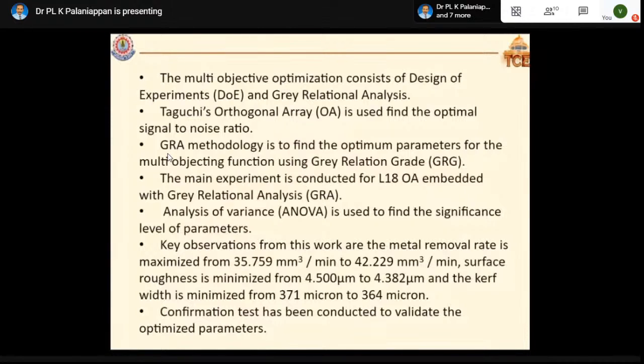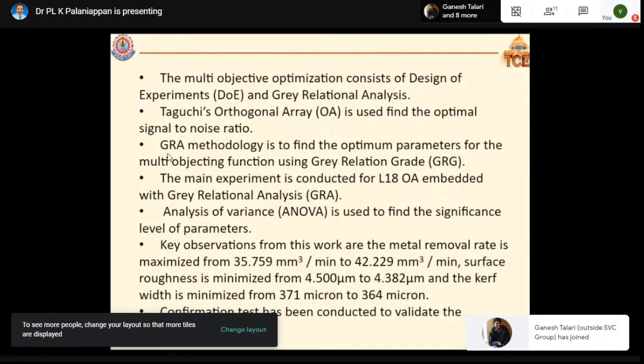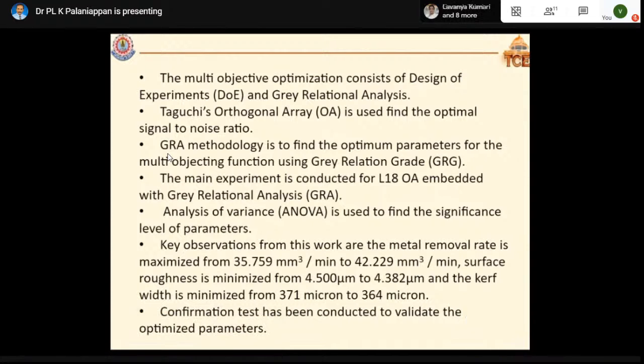So now we have understood that the problem we are discussing is multi-objective in nature. Fine. As it is multi-objective in nature, we have to choose the right tool for it. The tool we have taken is the design of experiments. It has its own limitation: it only does single-objective optimization. So to make it multi-objective, we are going for gray relational analysis. Taguchi's orthogonal array is used to find the optimal signal-to-noise ratio, and the gray relational analysis methodology is used to find the optimum parameters for the multi-objective function. The main experiment is conducted with an L18 orthogonal array embedded with the gray relational analysis, GRA. And then the analysis of variance, ANOVA, is used to find the significant levels of the parameters.